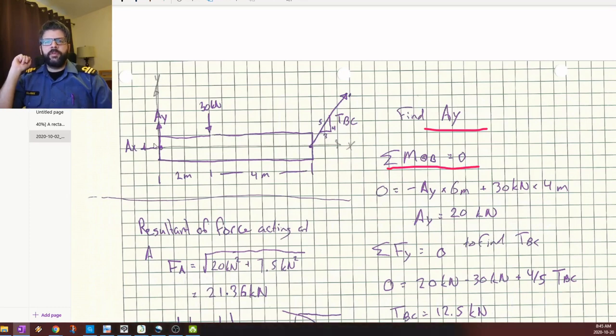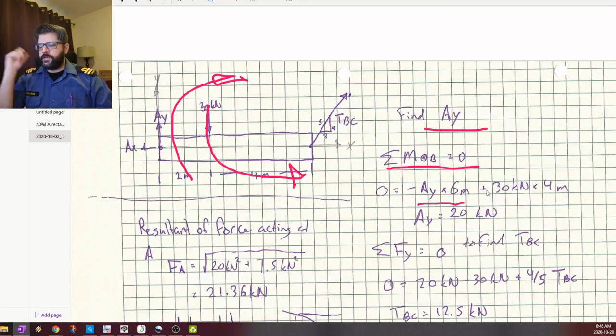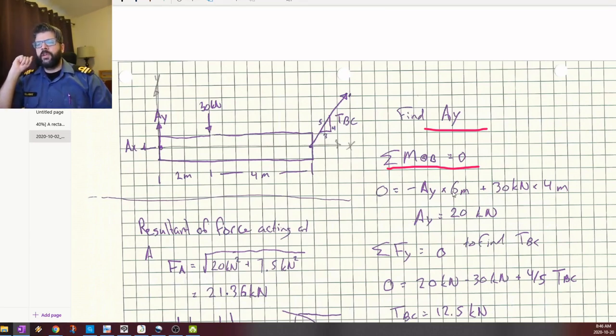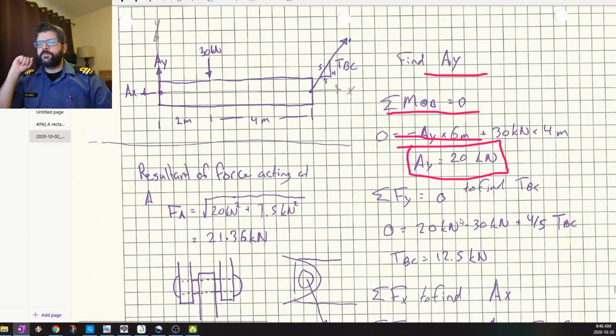So just adding those up, the line of action of AX passes through B, so we're not worried about that one. So I got this AY, that's going to be causing a clockwise rotation about B. So negative AY times its 6 meters. And then we've got this 30 kilonewton load here. That's causing a counterclockwise rotation when taken about B. So that one is positive. So then we get to solve 30 kilonewtons times the 4 meters, and we can solve for AY as 20 kilonewtons.